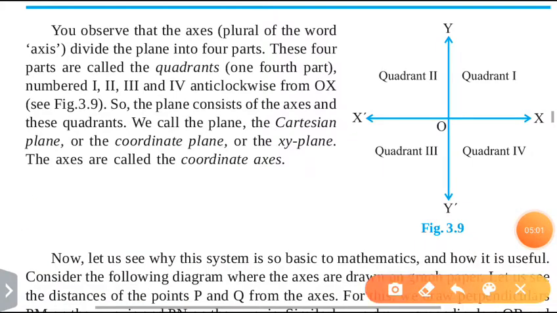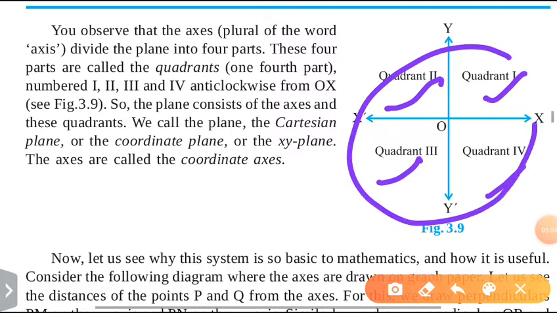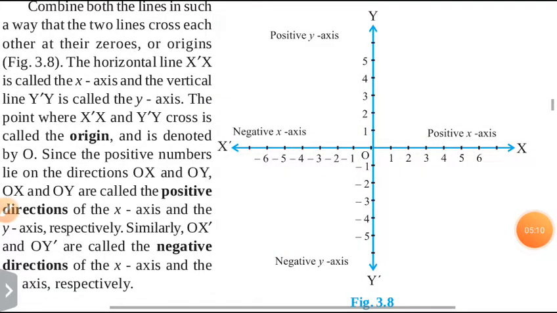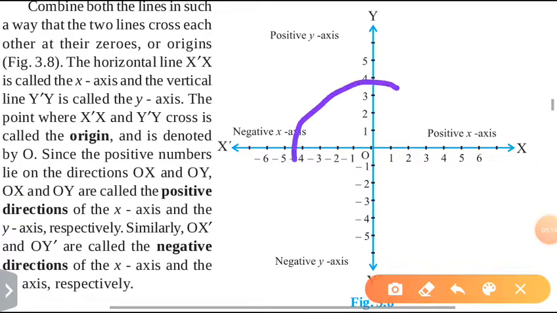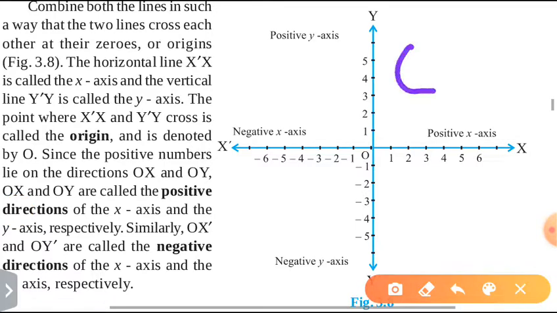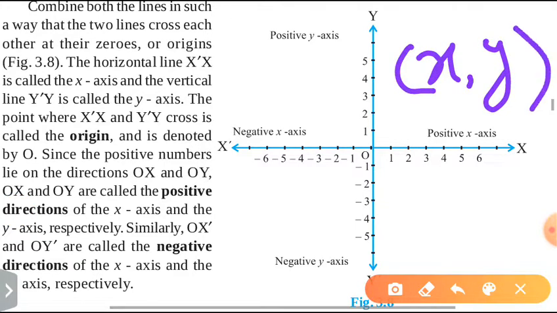As I told you, these parts will be divided into 4 parts, and these are known as the 4 quadrants: first quadrant, second, third and fourth quadrant. You have to locate different points on this Cartesian plane. For that, first I will tell you that these are known as a point like x comma y.